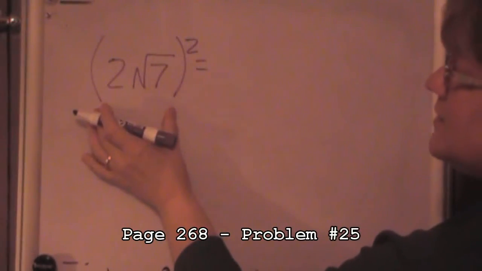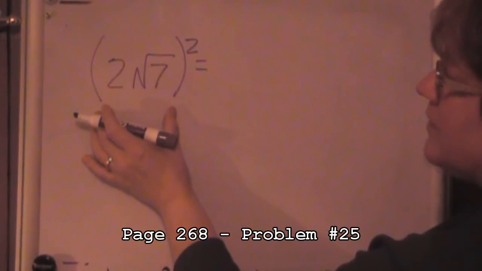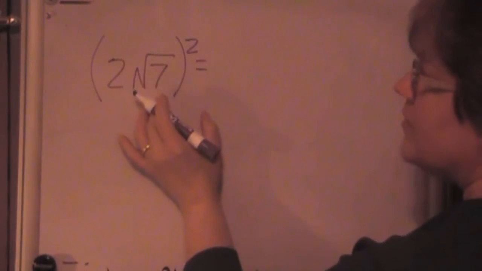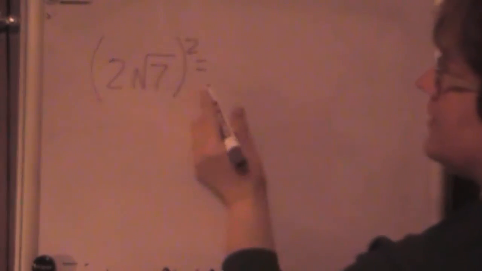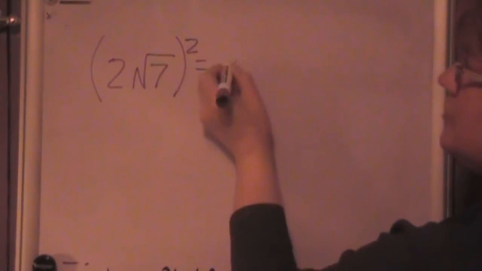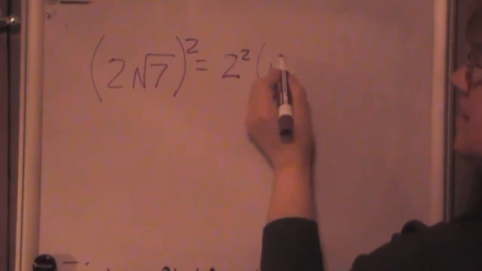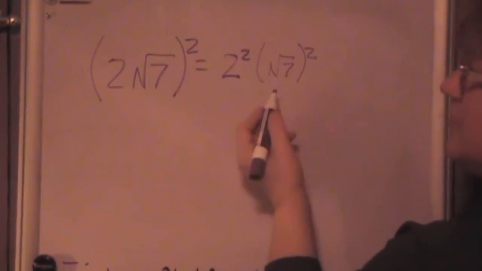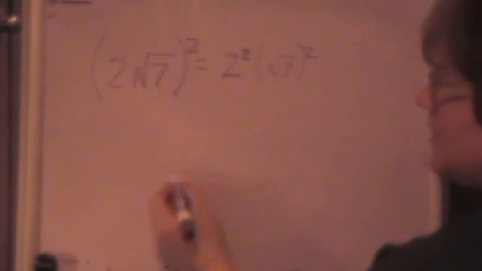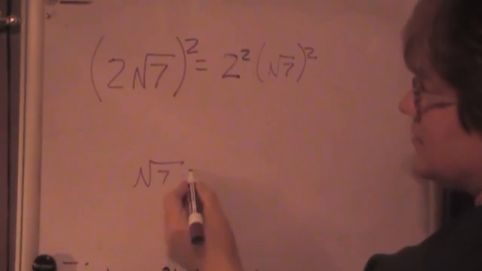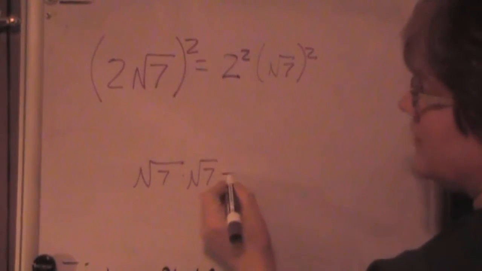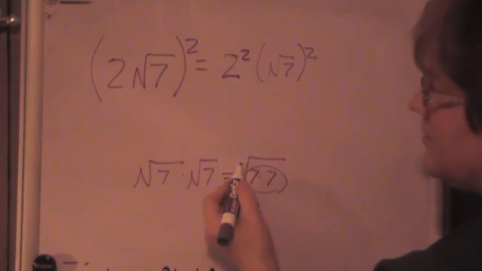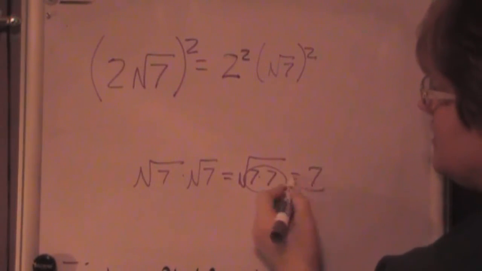When you're squaring something inside of parentheses, the whole thing gets squared. Just like with all your variables, when we were squaring them, you're squaring everything inside. So 2 squared and root 7 squared. Well, root 7 times root 7 is just root 49, which is the same as, let me write it down here, root 7 times root 7 is root 7 squared, is root of 7 times 7. Well, I have 2 factors of 7. My index is 2. This is equal to 7.